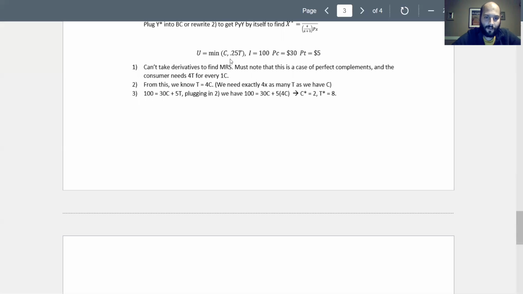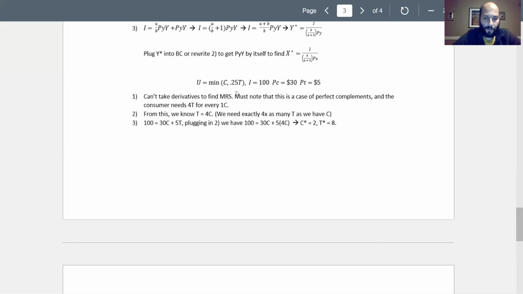Right, this minimum function is saying that this is a case of perfect complements. The consumer needs 4T for every C. How do we know that? Well, if we're unsure, we can just plug in some numbers. If we plug in a 4 here and a 1, the minimum of 1 and 0.25 times 4 is 1. What about if we had 5T? Then it would be the minimum of 1 and 1.25, which is still 1. So we need the exact ratio, 4 tires for every car, I guess, is the usual example that we're going for here.